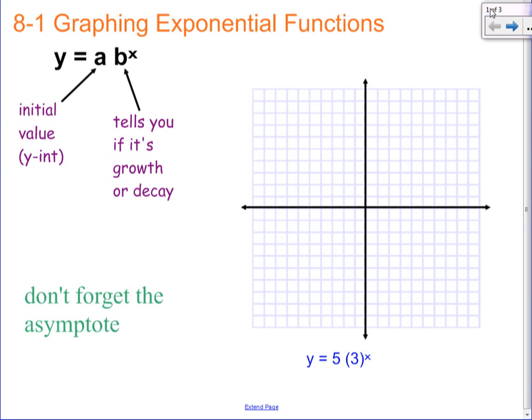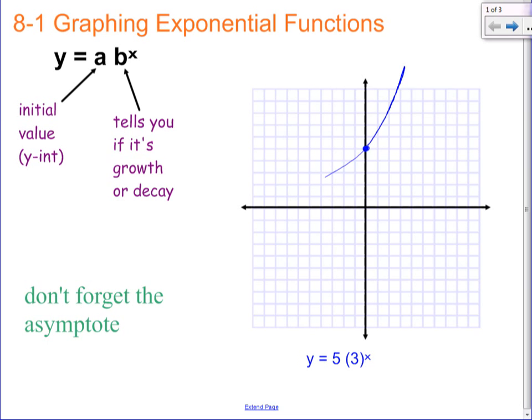Now, up here it says this first number, whatever the a is, that's your initial value or your y-intercept. So at 5, 1, 2, 3, 4, 5, we're going to put a dot right there. Okay, this number tells you it's growth or decay. This 3 is a big number, so that means it's going to be a growth function. So here's what it looks like.